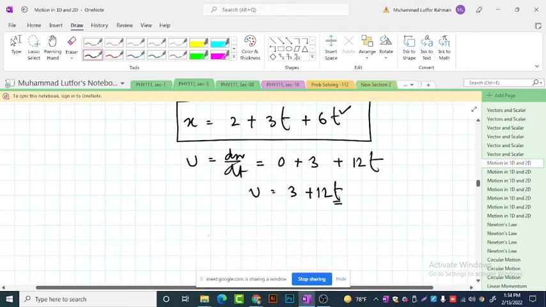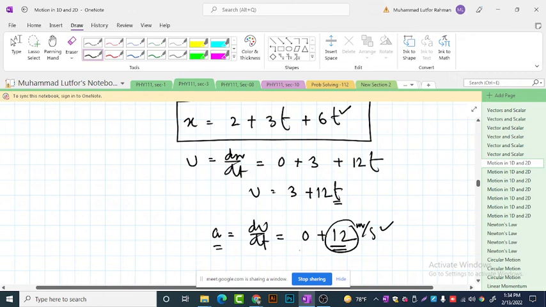All right, what about the acceleration in that case? I'll write dv/dt, the first time derivative of the velocity function, or the second time derivative of the position function. Then I'll find 0 plus 12, right? Which is independent of t. So if you change the time, the acceleration is not going to change. It will remain 12 meters per second square. So that's why I will say the particle moves at a constant acceleration, not a constant velocity.